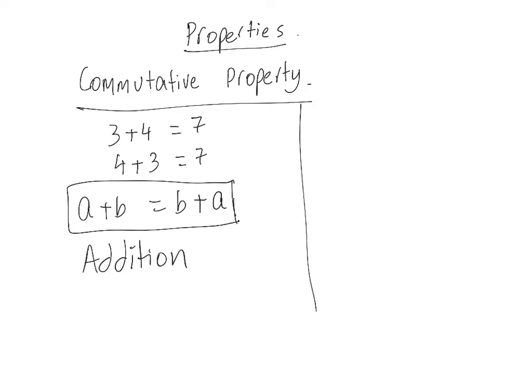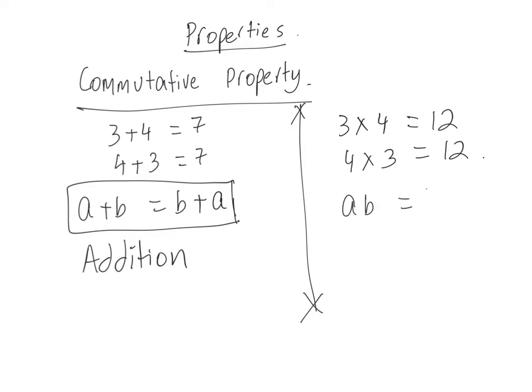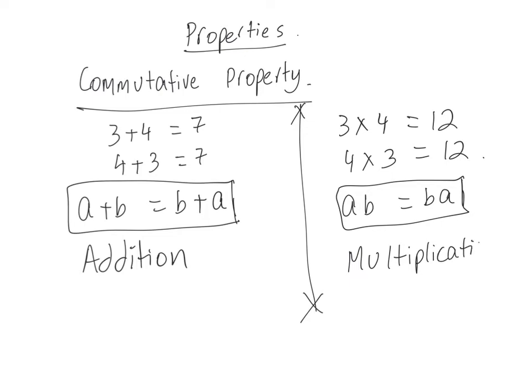Let's try one for multiplication. Okay, so if I did 3 times 4, what do I get? 12. If I do 4 times 3, I still get 12. So again, even this result doesn't change. So if I write AB or BA, it's the same response. So the commutative property for both addition and multiplication works.